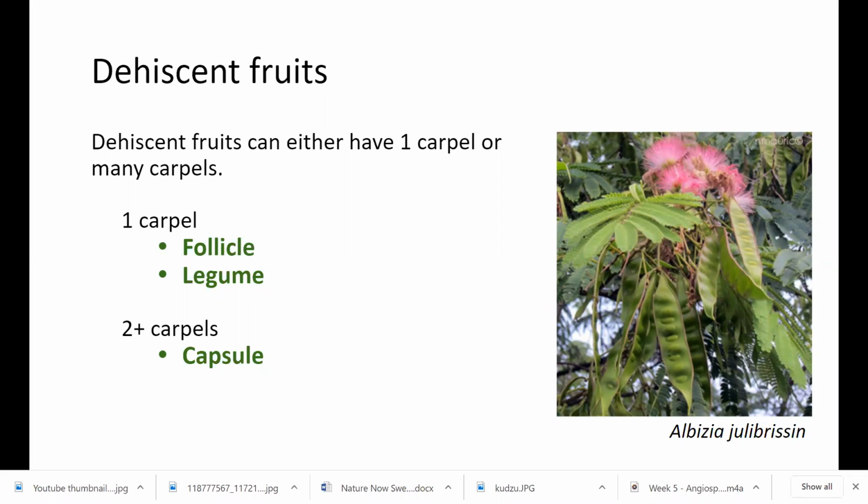And then we have any fruit that is dry and dehiscent that has more than one carpel is termed a capsule, and there's lots of examples of that. So we'll look first at legume. We know from lab that Albizia julibrissin is an example of a legume fruit.